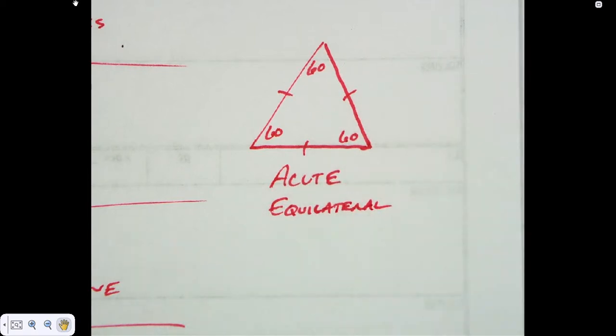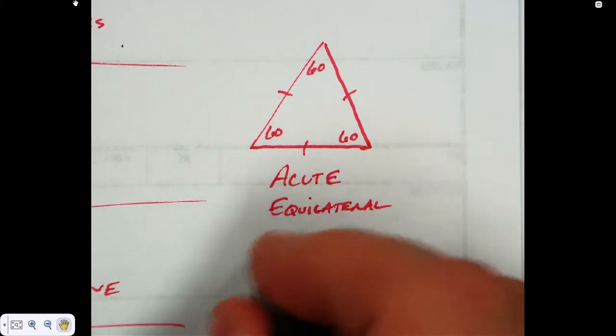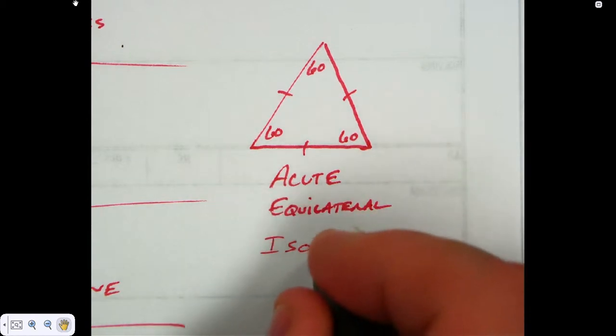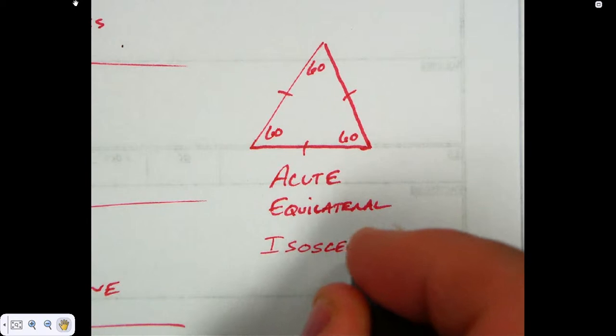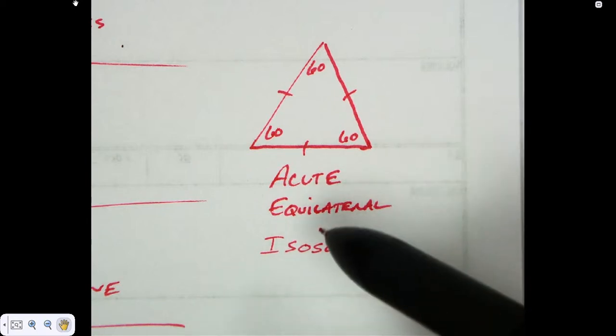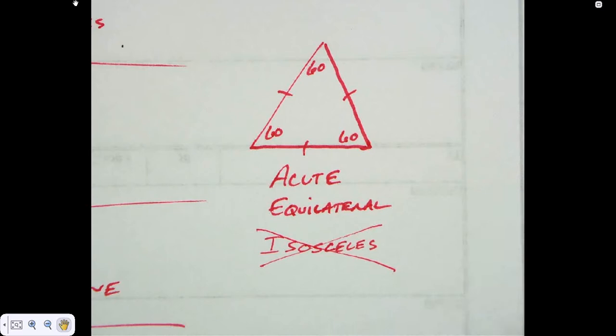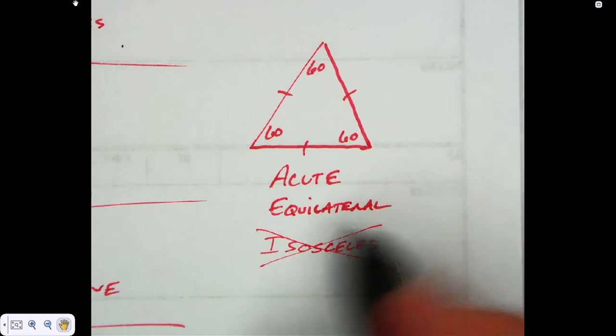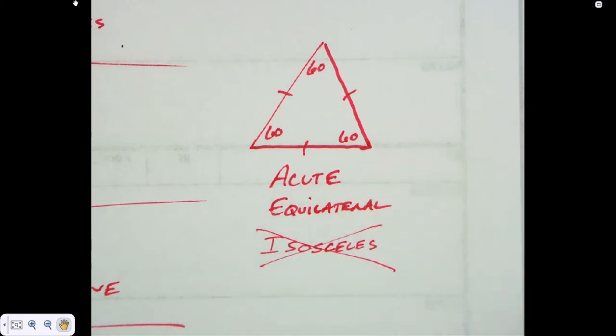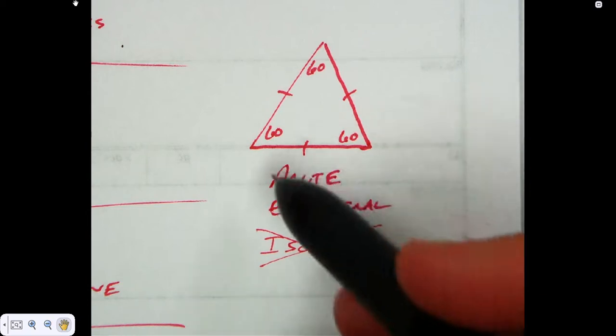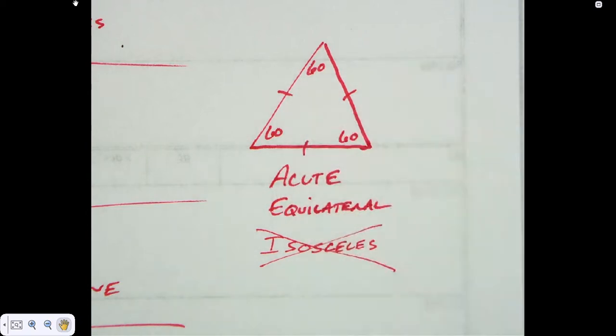Now, does anybody know another name that I can put with that one? Yes. What? It's actually also isosceles, because it says at least two of them are congruent, right? Yeah. Now, do you necessarily need to put that? No, you don't. It's equilateral, because equilateral is obviously isosceles, okay? So in the world of math, it's understood that an equilateral is an isosceles triangle as well.